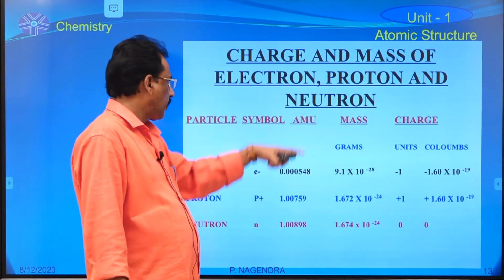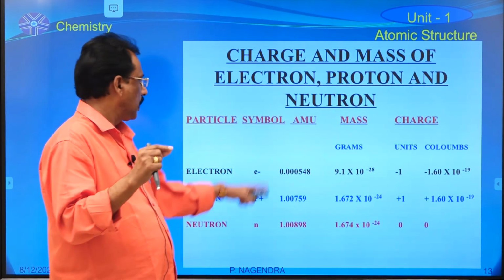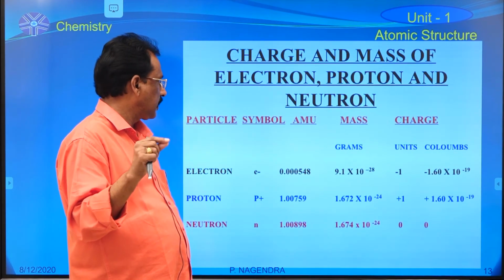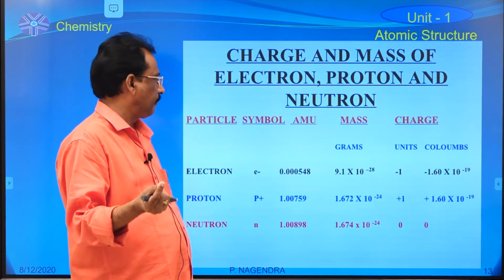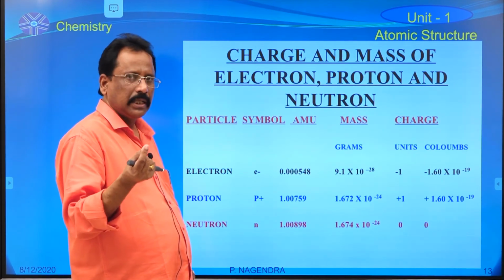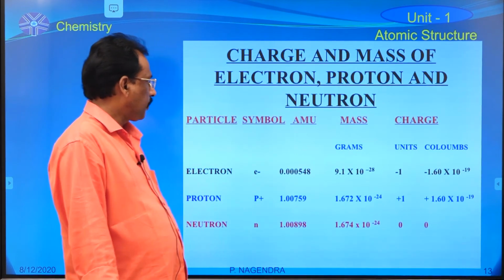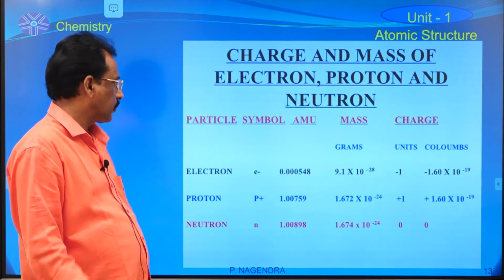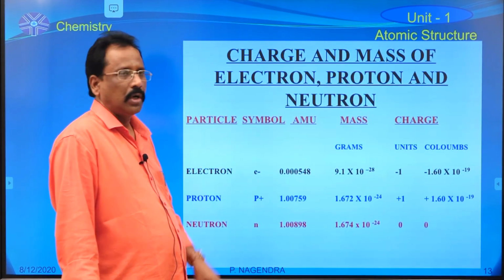One of the units of atomic weight is AMU, atomic mass unit. Another representation is the Avogram, nothing but AMU. Avogram is nothing but unified mass. One AMU is equal to 1.66 into 10 power minus 24 grams. So, it is possible to convert grams into AMU also.